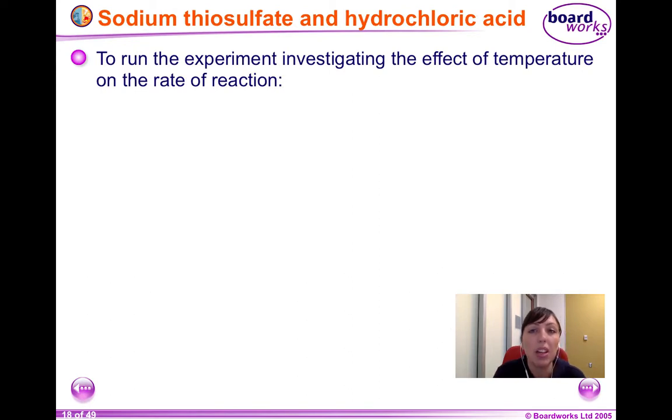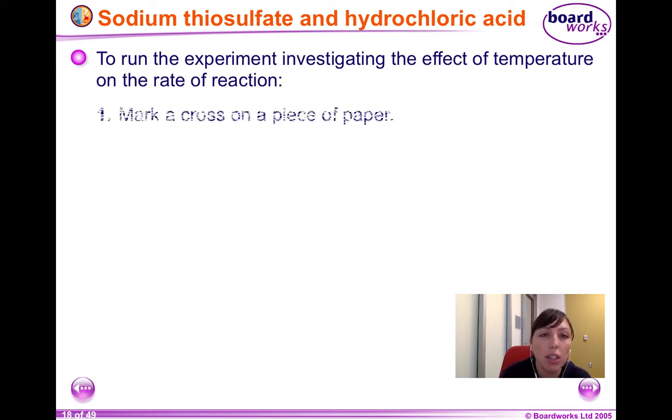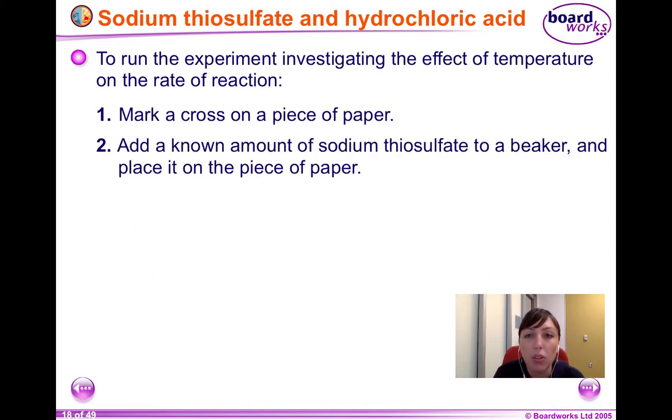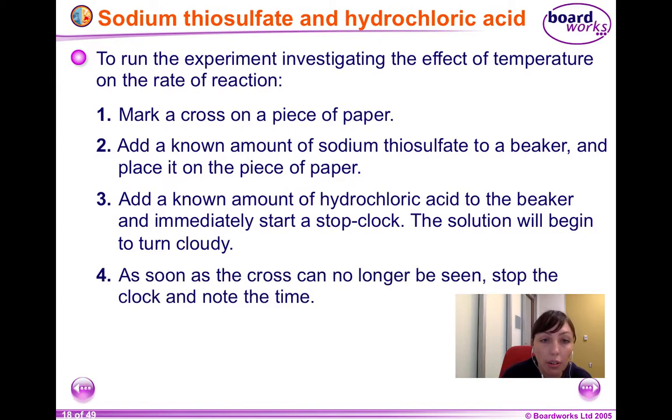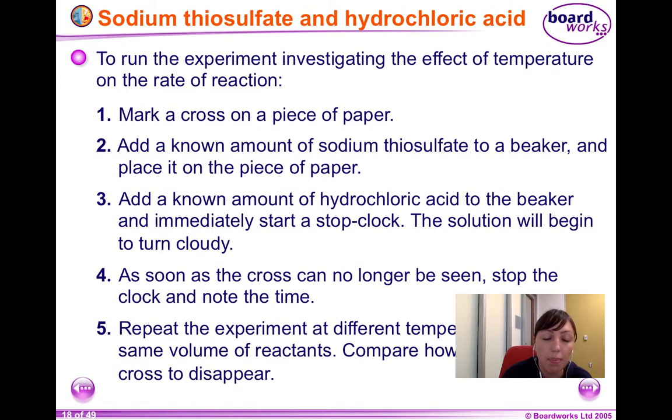So to run the experiment investigating the effect of temperature on the rate of reaction, you mark a cross on a piece of paper, add a known amount of sodium thiosulfate to a beaker, place it on the piece of paper, add a known amount of hydrochloric acid to the beaker, and immediately start a stopwatch. The solution will begin to turn cloudy. As soon as the cross can no longer be seen, stop the clock and note the time. So you can repeat the experiment at different temperatures using the same volume of reactants and compare how long it takes the cross to disappear.